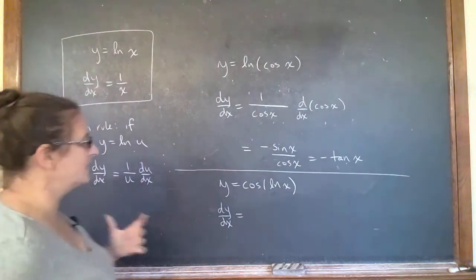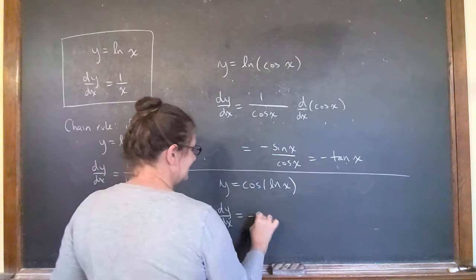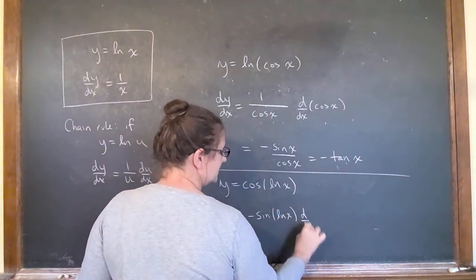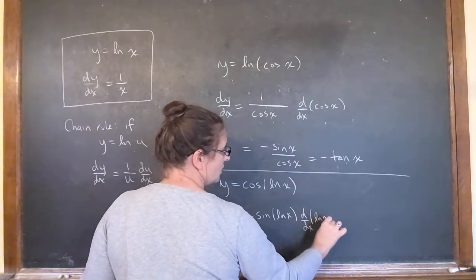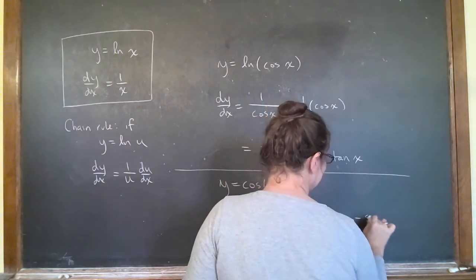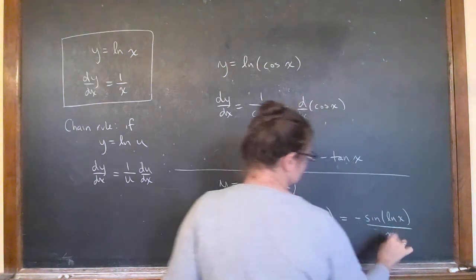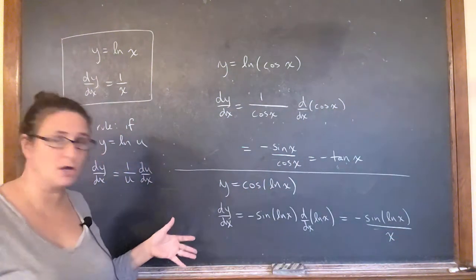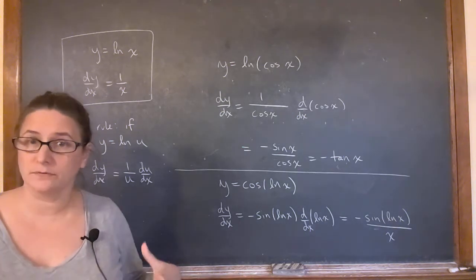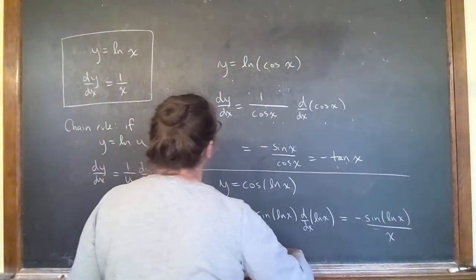But now my outside function is cosine, right? So I do minus sine of natural log of x times the derivative of the natural log of x, which is, of course, 1 over x. So I end up with minus sine of natural log of x over x. So pretty different, even though you're using the same functions, but they're in a different order, right? So you're getting a little bit different thing here.